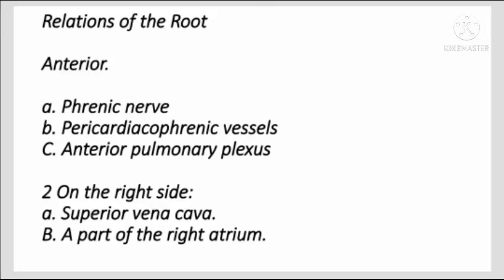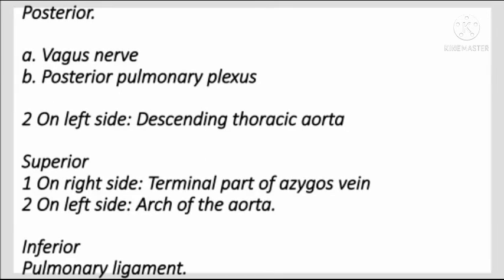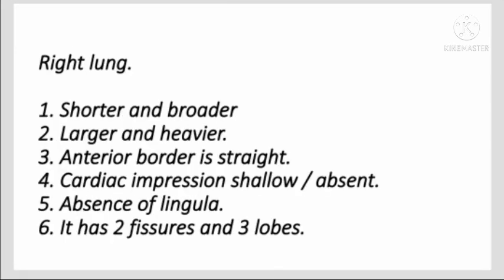Relations of the root. Anterior: phrenic nerve, pericardiacophrenic vessels, anterior pulmonary plexus. On the right side, superior vena cava and a part of the right atrium. Posterior: vagus nerve and posterior pulmonary plexus. On the left side, descending thoracic aorta. Superior: on the right side, terminal part of the azygos vein. On the left side, arch of aorta. Inferior: pulmonary ligament.